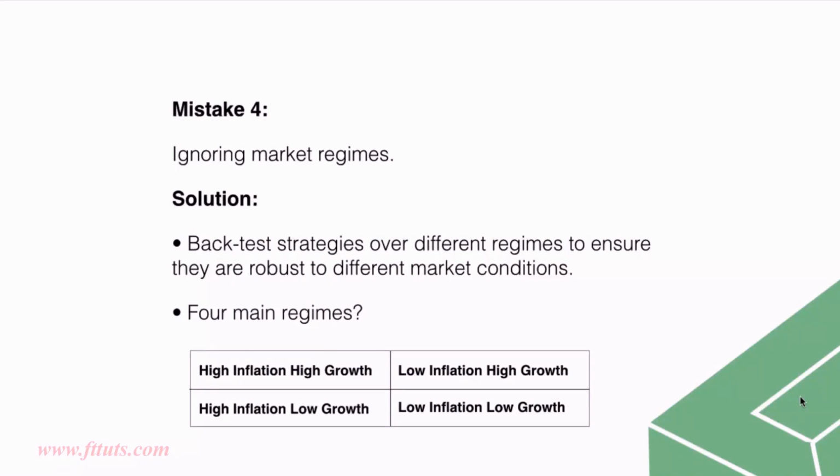Other than bull markets and bear markets, it's been suggested that there are no more than 4 market regimes: high inflation, high growth; high inflation, low growth; low inflation, high growth; and low inflation, low growth. Different assets perform differently during each regime. For example, gold and precious metals perform well in high inflation periods, stocks perform well in high growth periods, and bonds perform well in low inflation periods.